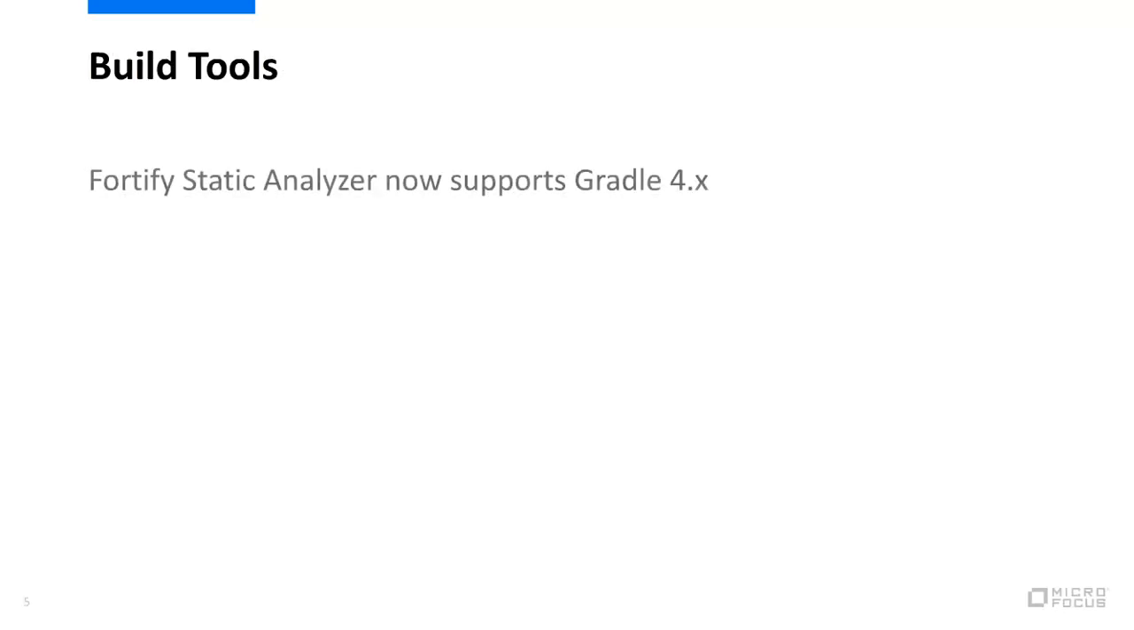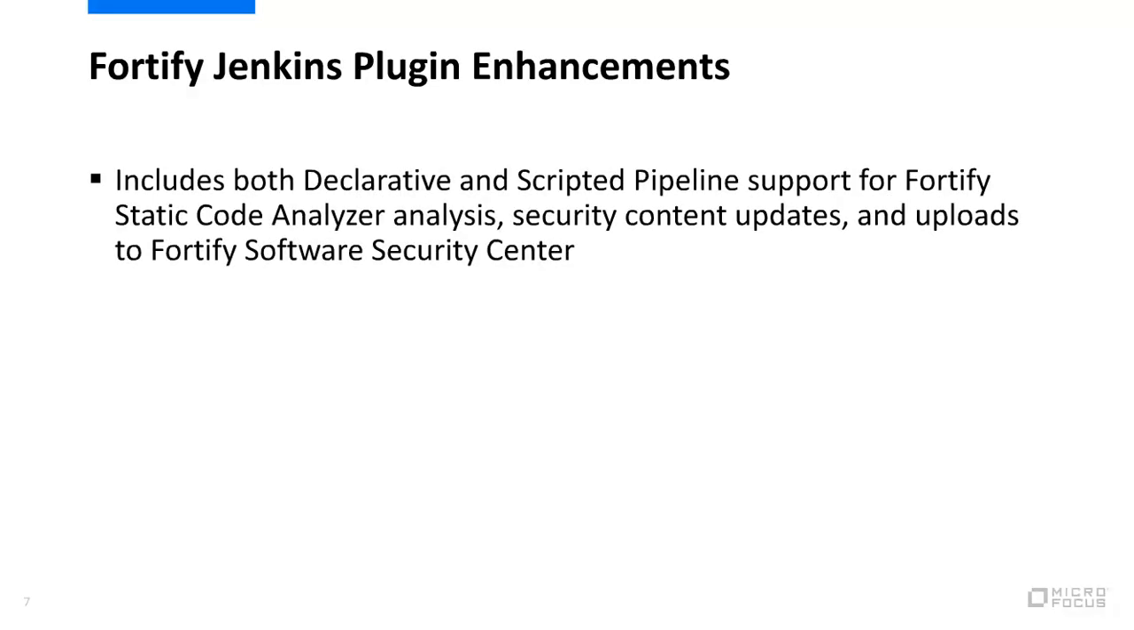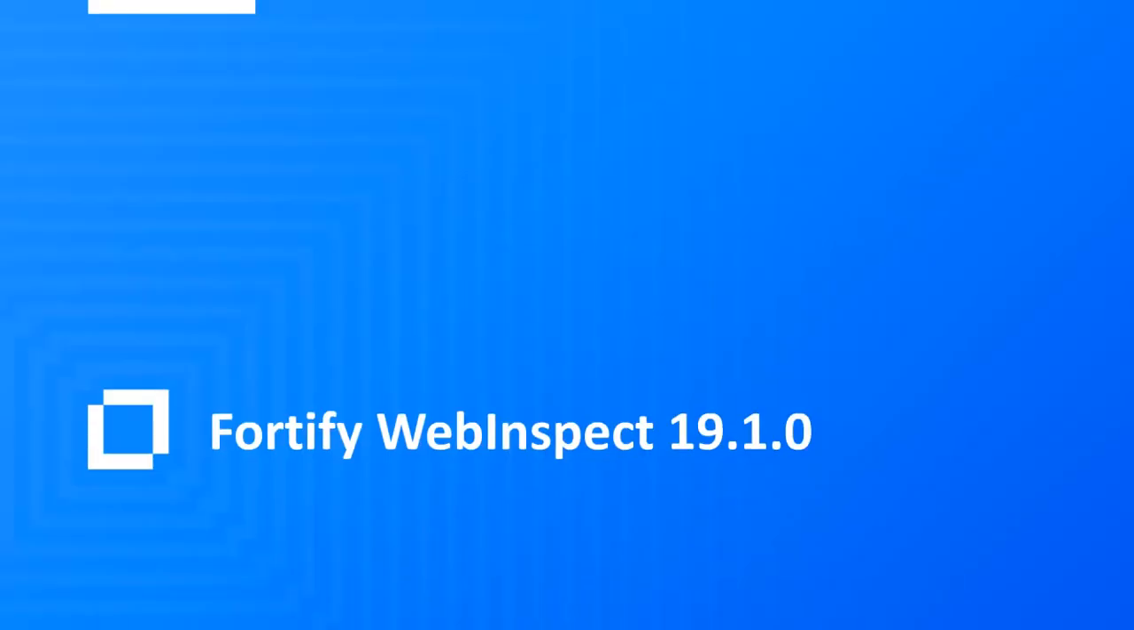Static Code Analyzer build tool support now includes support for Gradle 4. This version of Static Code Analyzer tools includes enhancements to the Fortify Jenkins plugin. The Fortify Jenkins plugin now has both declarative and scripted pipeline support for Fortify Static Code Analyzer analysis, security content updates, and uploads to Fortify Software Security Center. And now you can use the snippet generator to generate the pipeline code required to add a Fortify task to a pipeline script. Now let's take a look at what's new in Fortify WebInspect 19.1.